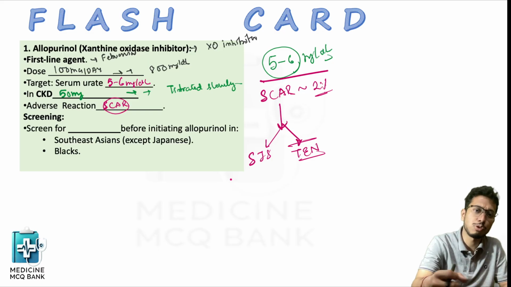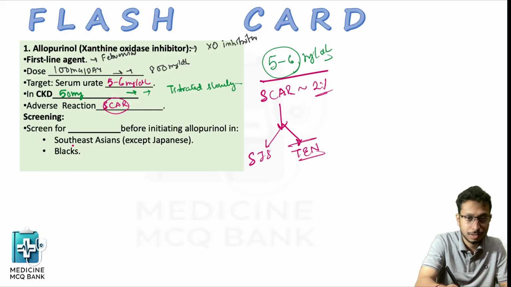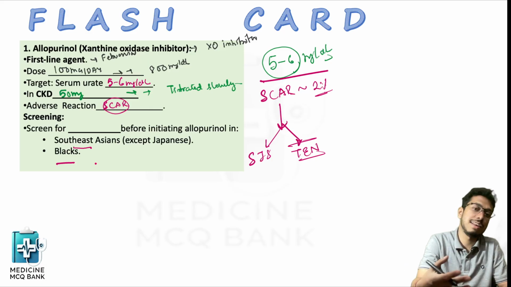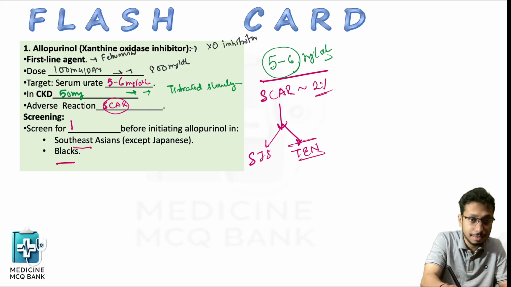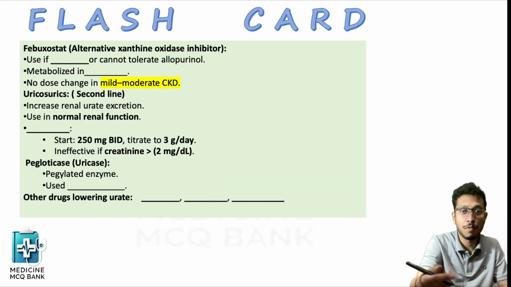Therefore, it is not ideal to screen each and every individual to check for potential complication. But in some individuals like Southeast Asians or black people, you need to screen for the HLA which is associated with severe cutaneous adverse reaction, and that HLA is HLA-B5801. All right. Okay. So, moving to the next one.